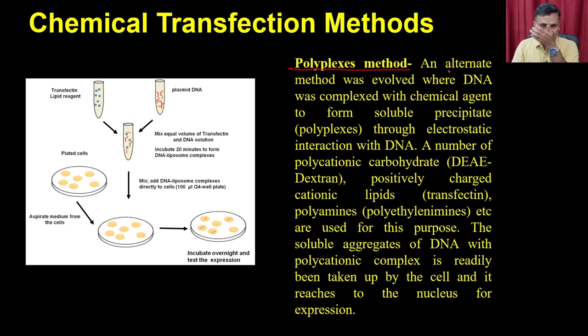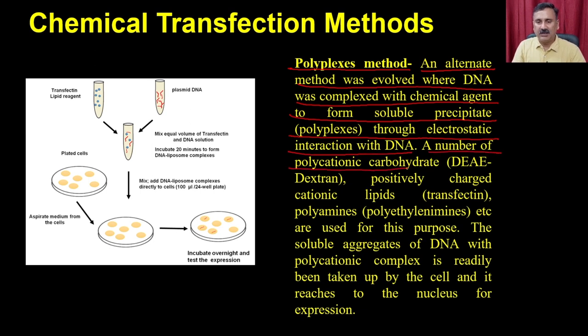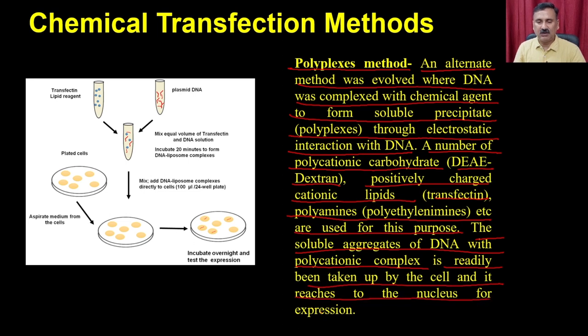The polyplexes method is an alternative method which evolved where the DNA is complexed with a chemical agent to form a soluble precipitate through electrostatic interaction with the DNA. A number of polycationic carbohydrates such as DEAE dextran, positively charged cationic lipids such as transfectin, or polyamines, etc., are used for this purpose. The soluble aggregates of the DNA with the polycationic complex are readily taken up by the cell and reach the nucleus for expression.